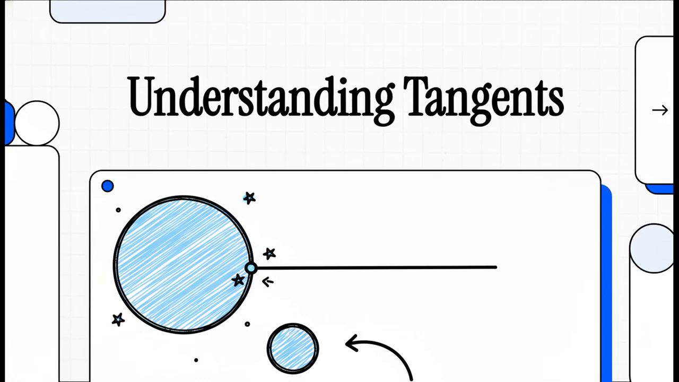Today, we are diving into one of the most elegant ideas in all of geometry, the tangent. It's a concept that's all about a single perfect point of contact. And as you're about to see, that one simple idea unlocks some surprisingly powerful rules.